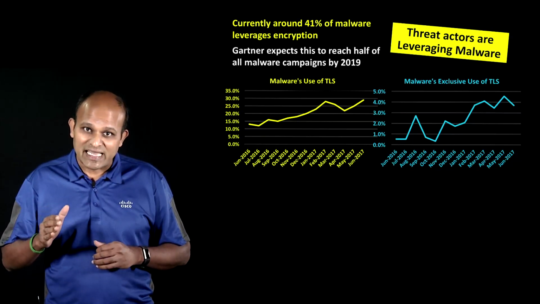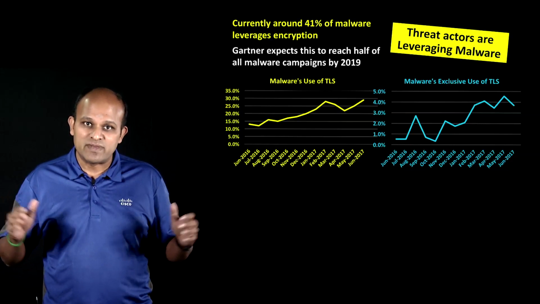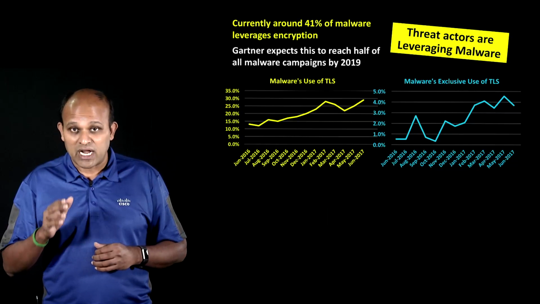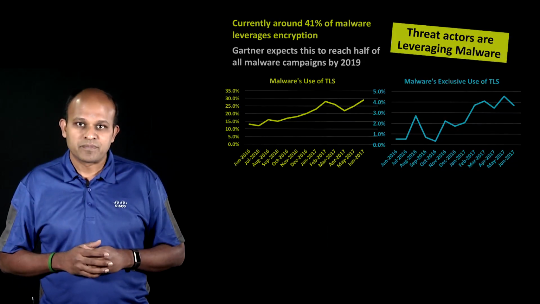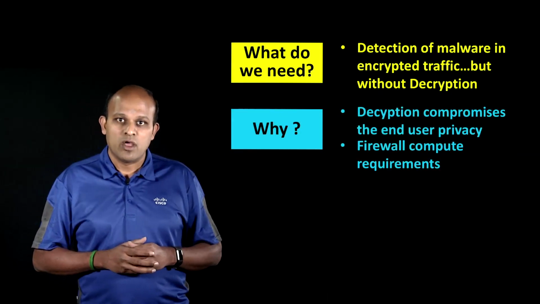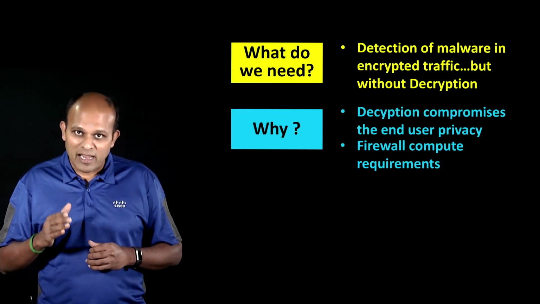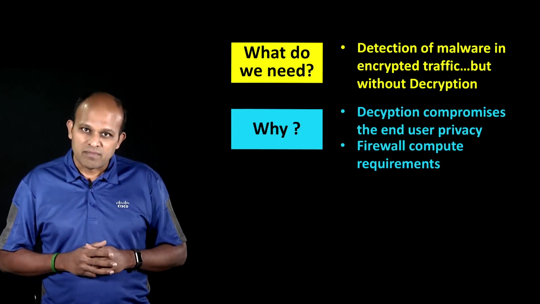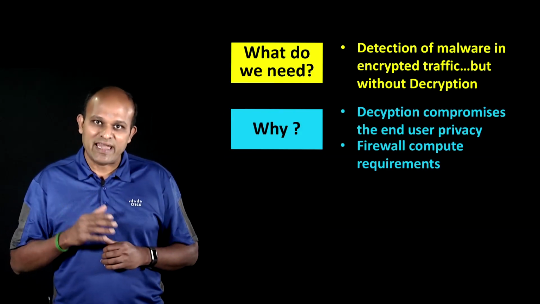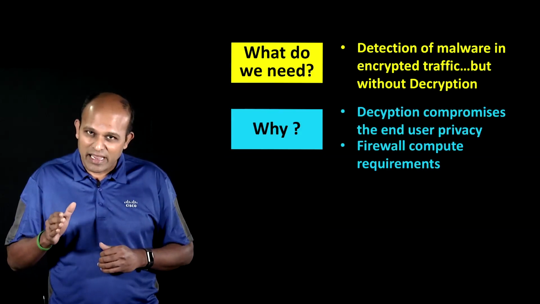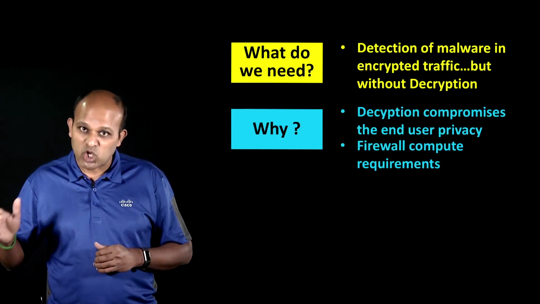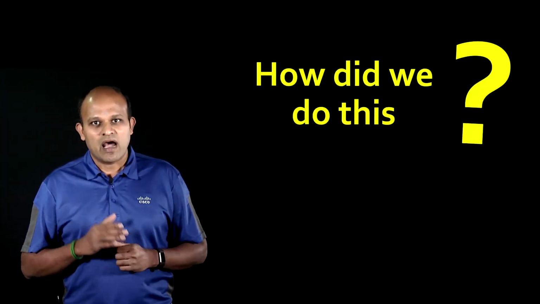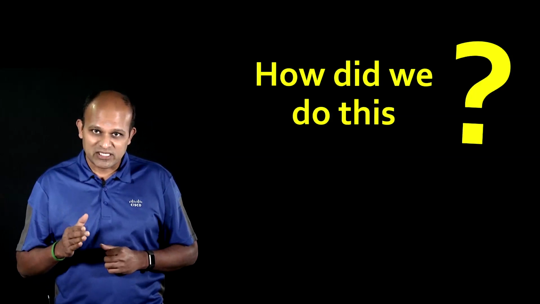Another problem is that there is a lack of enterprise-wide visibility into encryption strengths that exposes vulnerable implementations. Such implementations are susceptible to man-in-the-middle attacks. So what do we need to solve this problem? We need to be able to identify malware in encrypted traffic without decryption. Why should we avoid decryption? Because decryption compromises the privacy of the end user. We will need to walk this fine line between security and privacy to solve the unsolvable, and that is precisely what ETA enables.